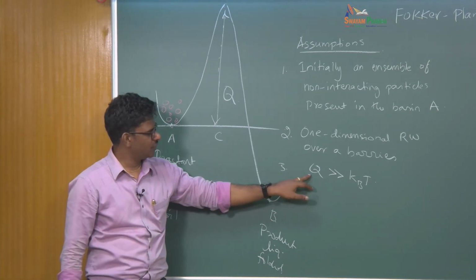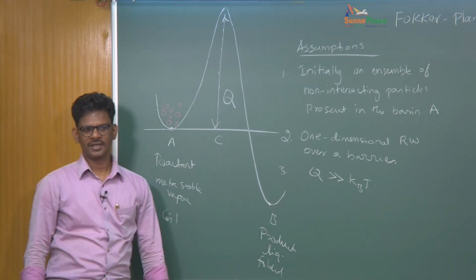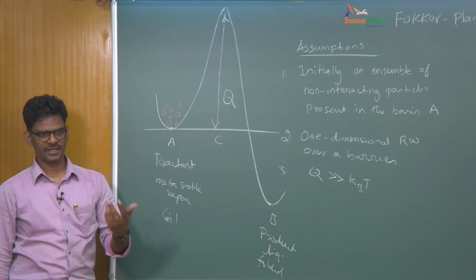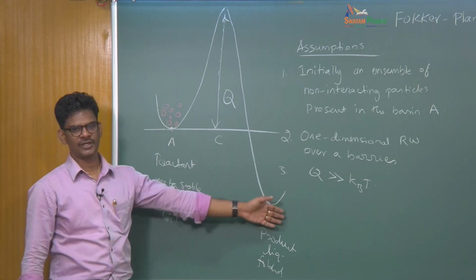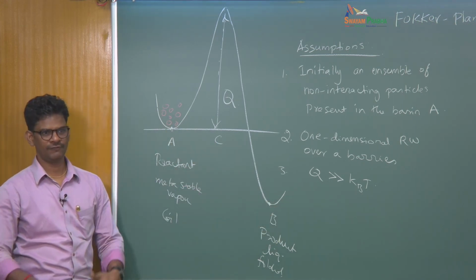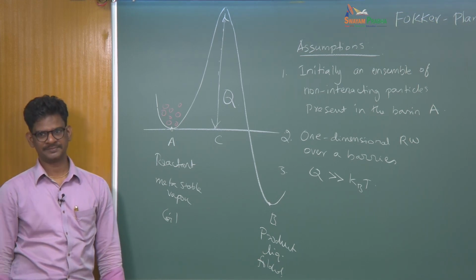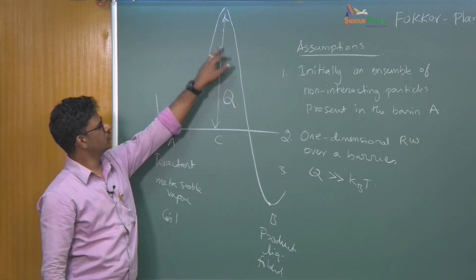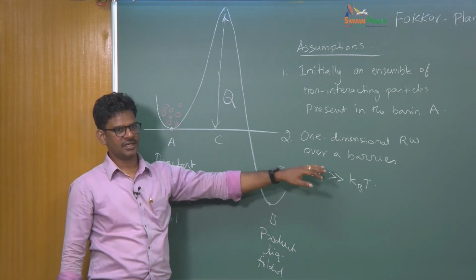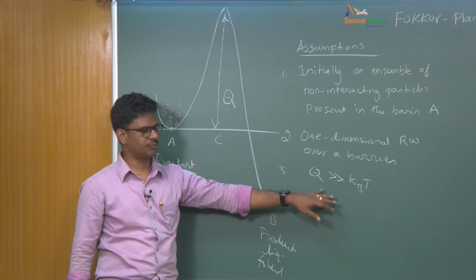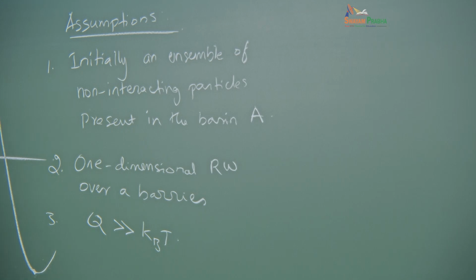On the other hand, if you have Q comparable to kBT, those molecules which have the initial kinetic energy or initial velocity will directly go here, and the diffusion may not be the right mechanism there. It is going to be more like a ballistic motion. But by keeping this Q very high, we actually remove that choice and then we say that the process is completely a diffusive process.